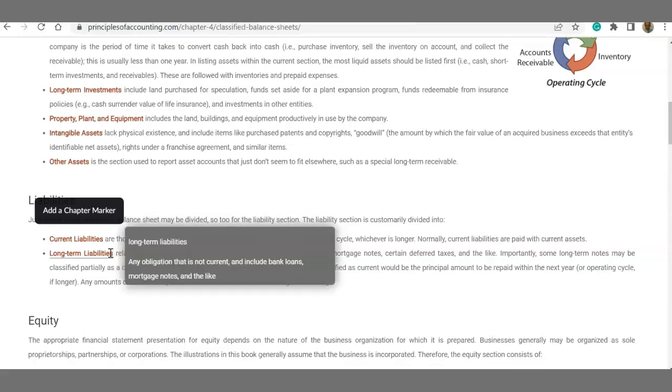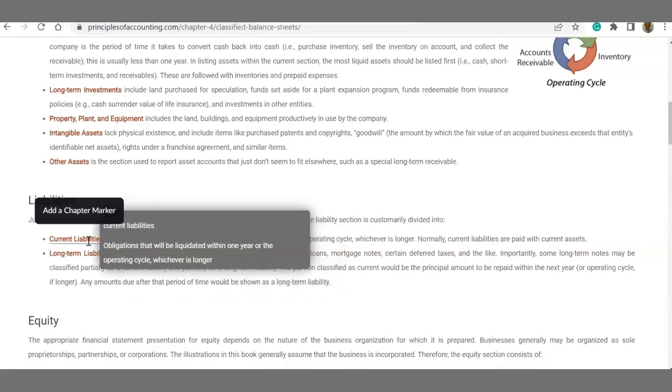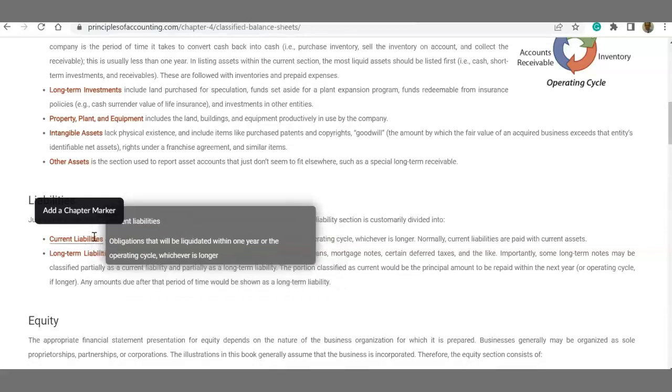If you have any note payable where a portion of it needs to be paid within the next year, then you show it in the current liability and you call it current portion of note payable, and you show it in the current liability in your balance sheet.